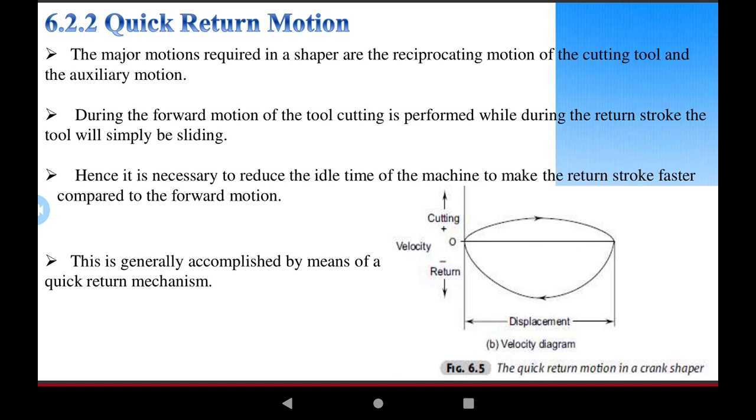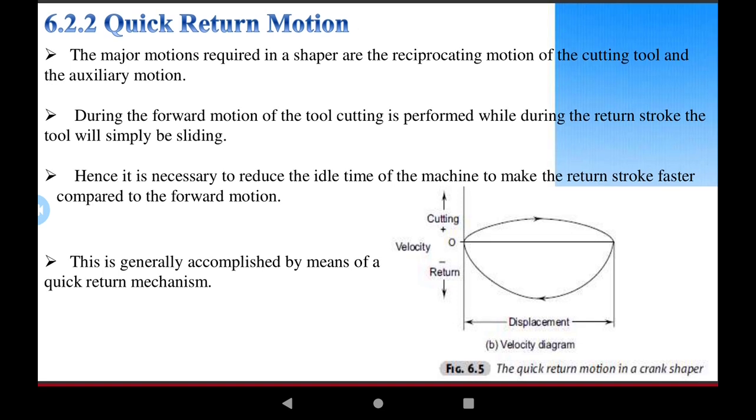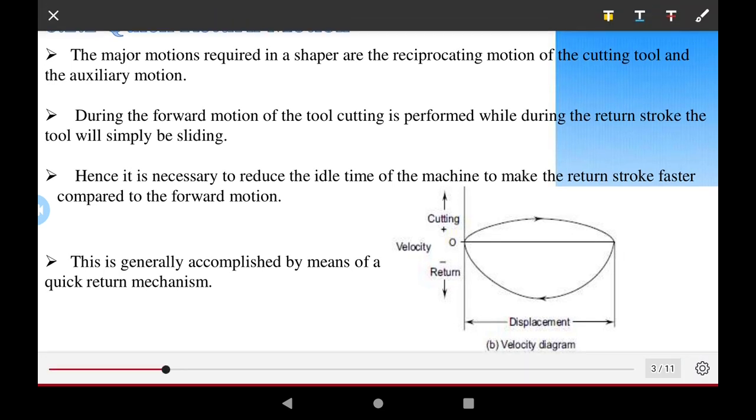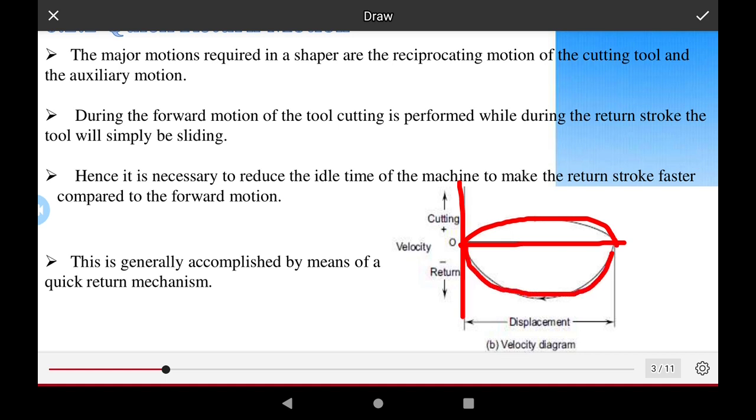The quick return mechanism: the major motions required in the shaper are the reciprocating motion of the cutting tool and the auxiliary motion. Suppose this is the cyclic motion.